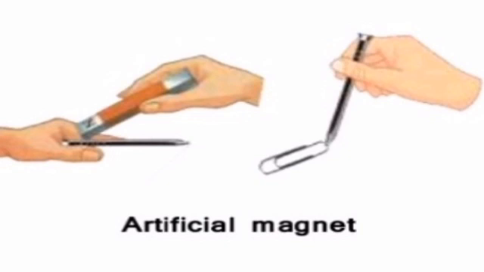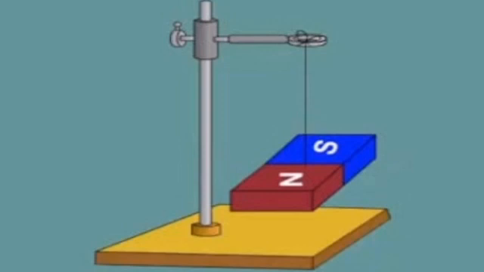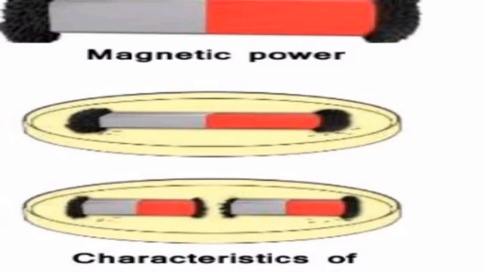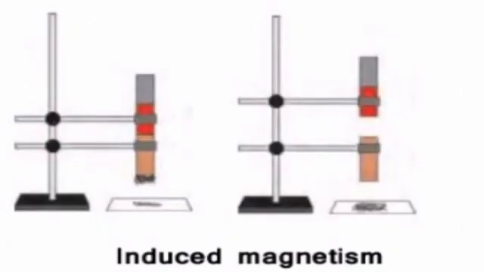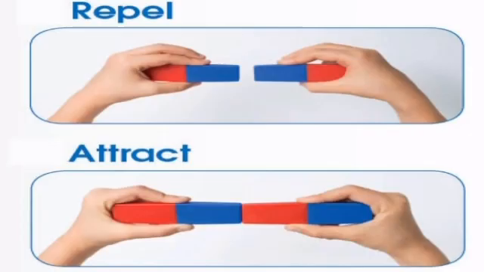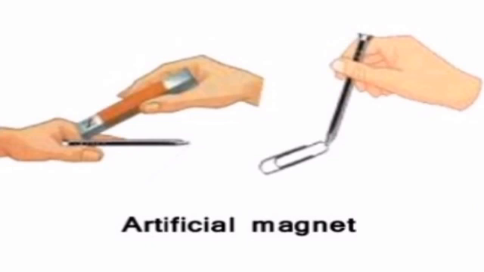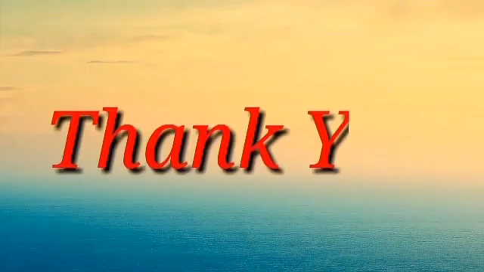So, in this video, we studied the characteristics of a magnet. That is, the direction in which the magnet settles, magnetic power, characteristics of magnetic poles, getting more magnets from one, induced magnetism, attraction and repulsion in magnets, and artificial magnets. In this way, magnetic objects acquire magnetism. Thank you.